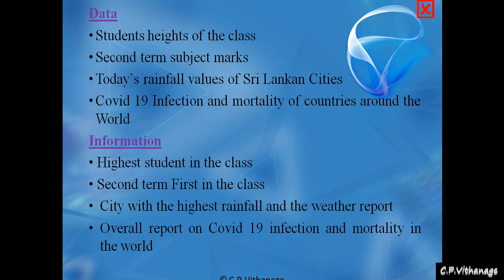And the last one I have given is COVID-19 infection and mortality of countries around the world. Now if you just look at this, you might wonder, but if we want to see the infection and mortality of countries around the world, first we have to consider that country. Yes, you got it correctly. You have to collect the data from each and every area of a country.